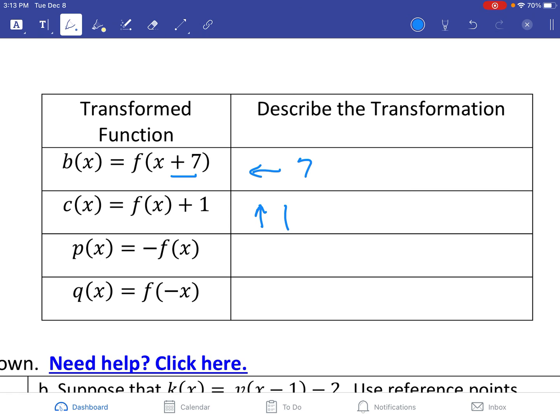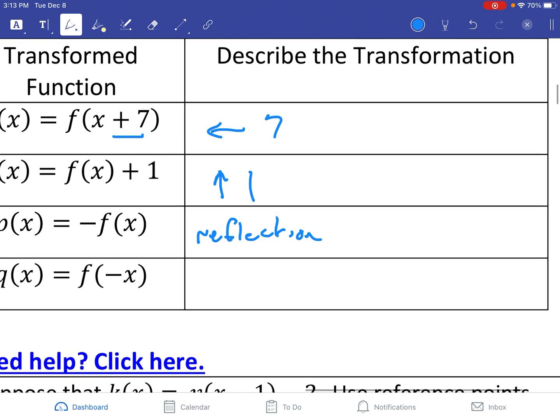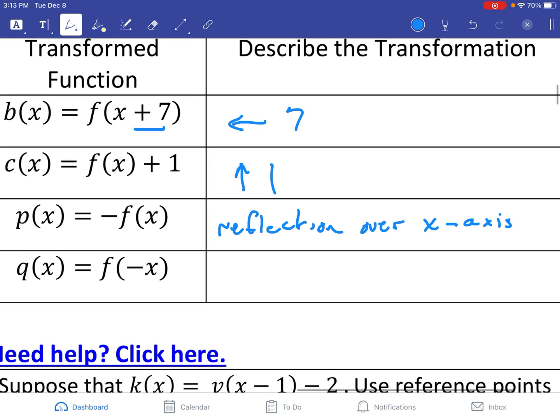All right. There's a negative sign on the outside. It is a reflection over the x-axis. Okay. And if it's a minus sign that's being multiplied on the inside of the function that's on the x, it is going to be a reflection, but this time over the y-axis.